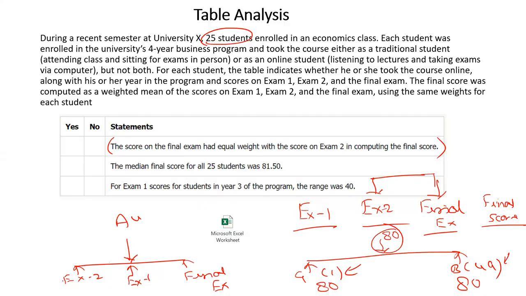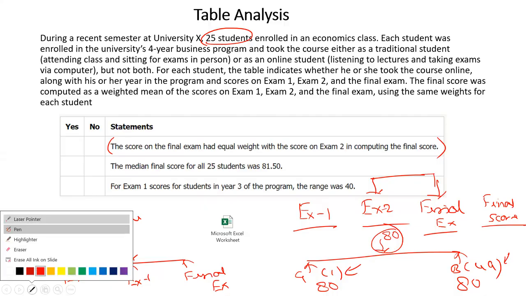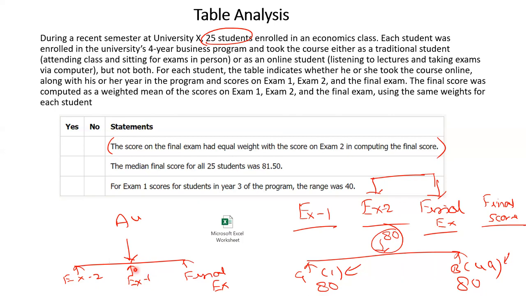Correct? Similarly here, same analogy. If the exam one score is the same as the average score, notice this score was the same as this score, then it doesn't matter what the weightage of this is. Irrespective of whatever the weightage is, the final score would be the same as the average score.